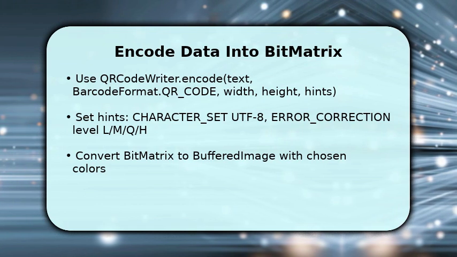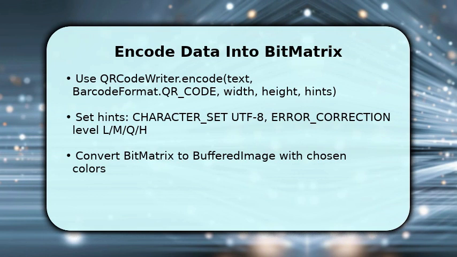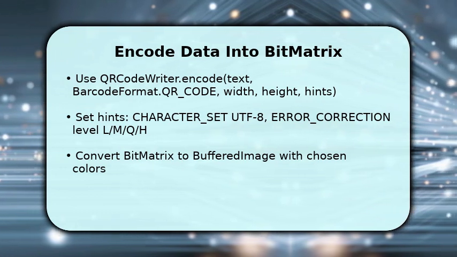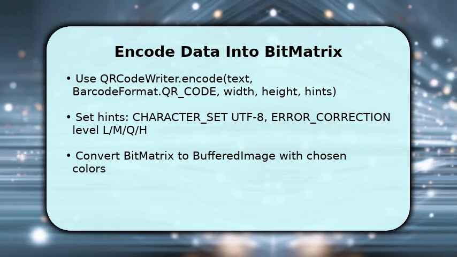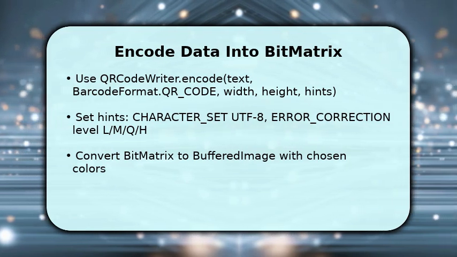Once the bit matrix exists, iterate pixels to paint a buffered image, mapping true bits to your foreground color and false bits to background. This conversion is why ZXing separates logical QR structure from image rendering.